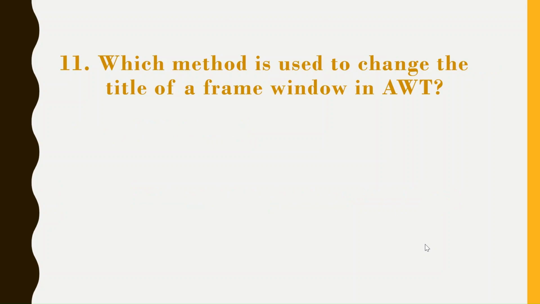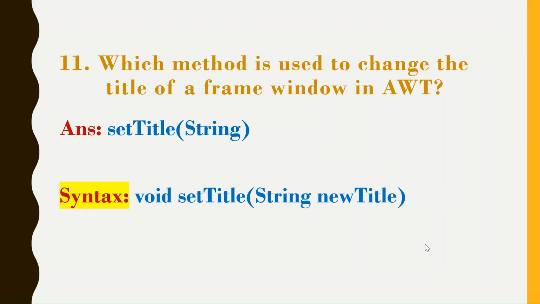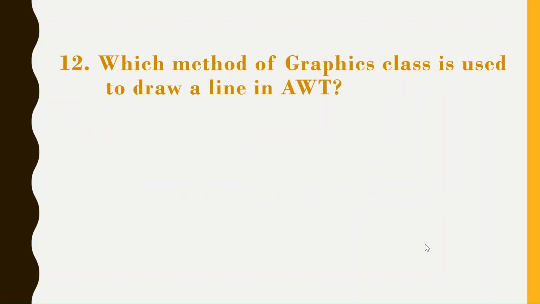Which method is used to change the title of a frame window in AWT? We have a setTitle method, and we pass the string title. Whatever you pass as the parameter will become the title of the frame. So the syntax is void setTitle, and you give a string, your title.